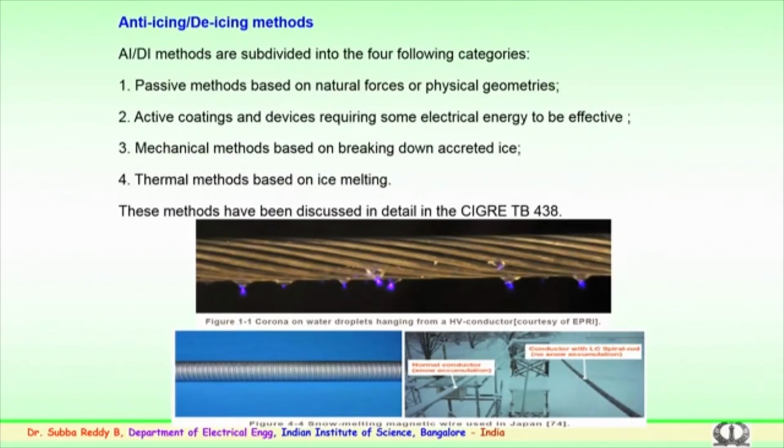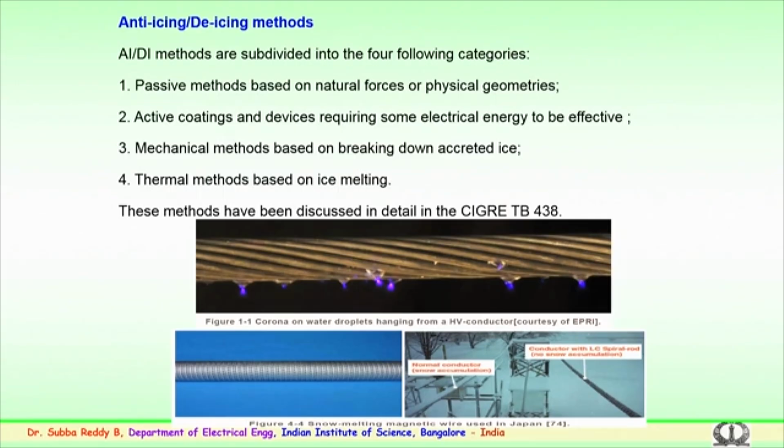So, anti-icing or de-icing methods are few, which, like anti-icing, are basically divided into four major categories. One is the passive methods. These are based on natural forces or physical geometries. We will discuss the importance of each of the methods.